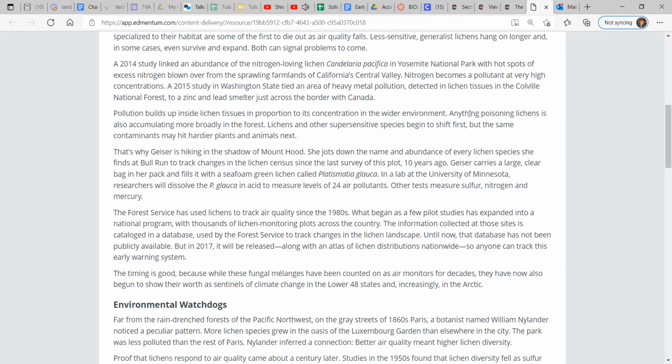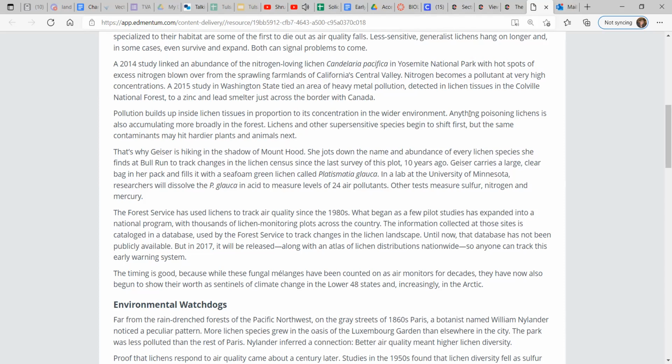So these lichens are super sensitive, and they begin to shift first, but the same contaminants may hit hardier plants and animals next. So they are really good red flags to look for, preventing damage to the rest of the forest. That's why Geyser is hiking in the snow, in the shadow of Mount Hood.